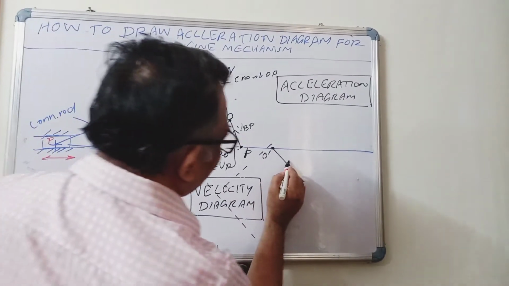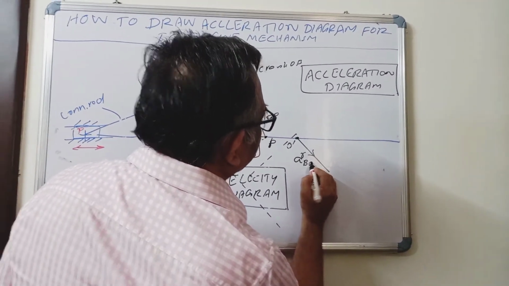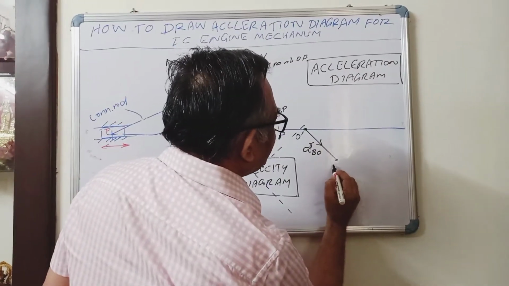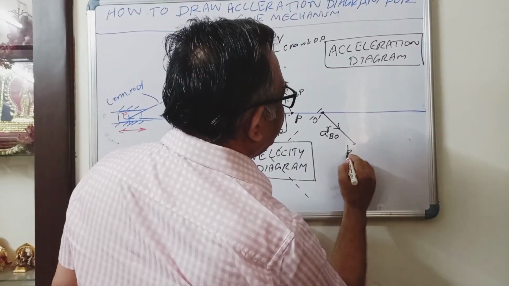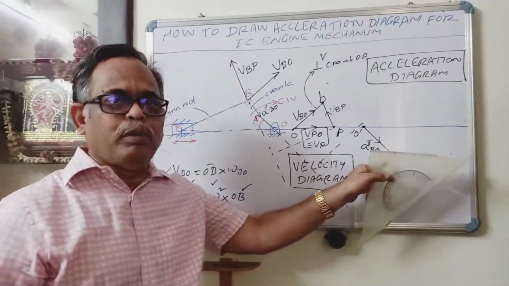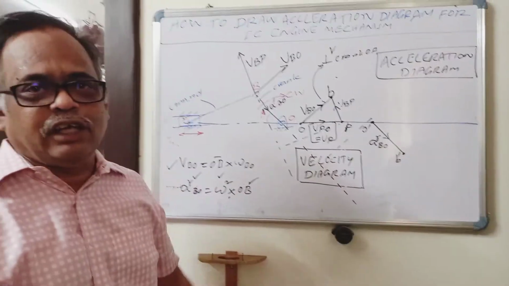What is this line? This is representing the radial acceleration of B with respect to O, right? And what is this point? This is O, this is B, so it is B dash, right? See, acceleration is represented by a dash superscribed over it, whereas velocity is not represented like that, right?